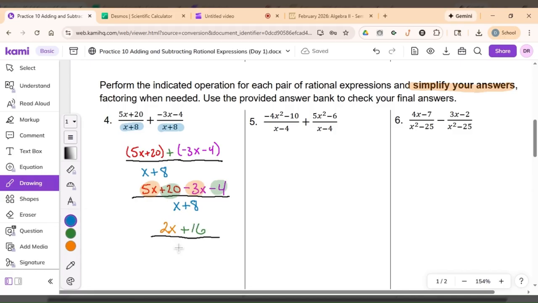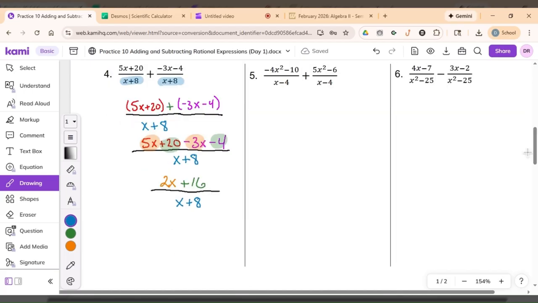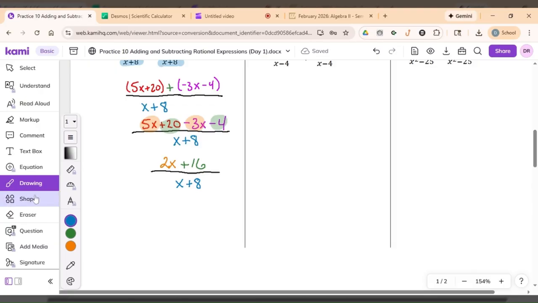Okay, so what we're looking at right here is, can we factor the numerator? We've combined these fractions, but does that numerator factor? This is one of those where we have two values where we can divide them both by the same amount. So looking at the 2x plus 16, ask yourself, what can I divide them by? Realize that that value is 2. So divide them both by 2. 2x divided by 2 is x. 16 divided by 2 is 8.